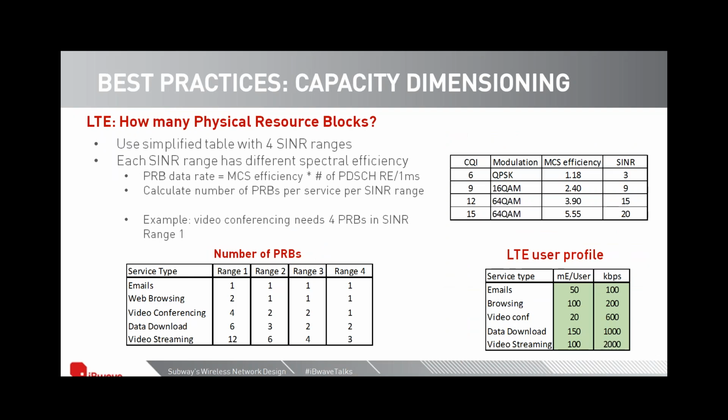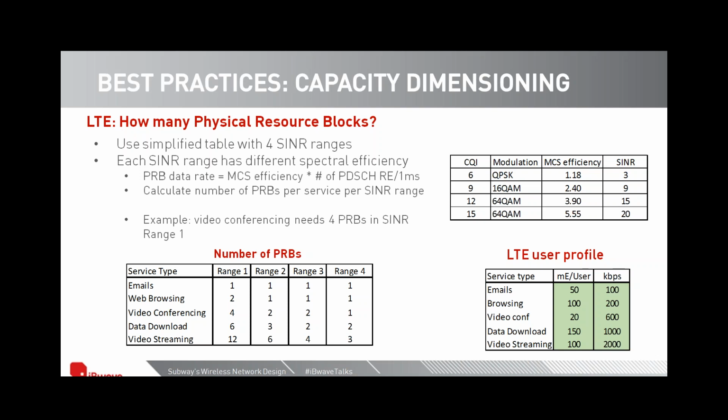The next question is, how many physical resource blocks do we need to use for each of those different service types? First of all, what is the physical resource block? That is basically a trunk, if you will, that is used to transport the data in LTE. Most of you are familiar with the notion of trunk as a voice trunk. When the voice is carried, for example, in GSM, it's given 1 trunk. So 1 customer equals 1 trunk for voice.